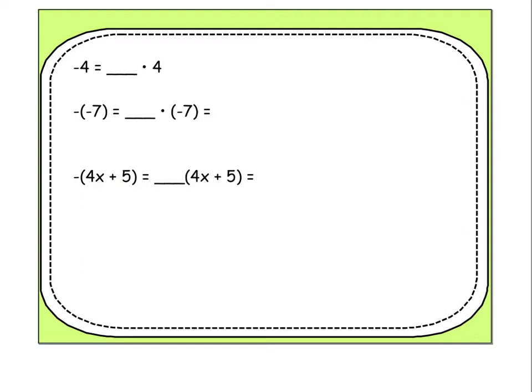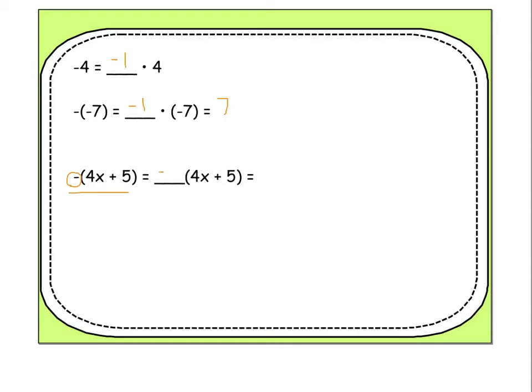Now, if we get to a problem like this, what we're asking you is to just think about, if I have the number -4, what times 4 would give us -4? The correct answer would be -1 times 4. They mean the same thing. So if I had a -7, it means that I'm taking -1 and multiplying it by -7, which would give me +7.